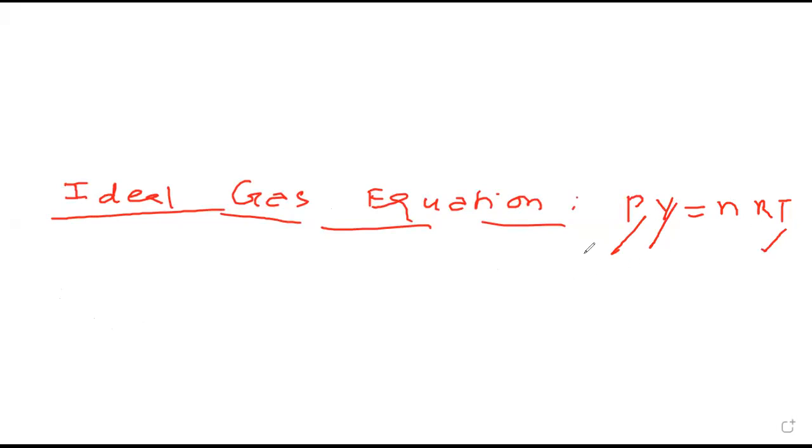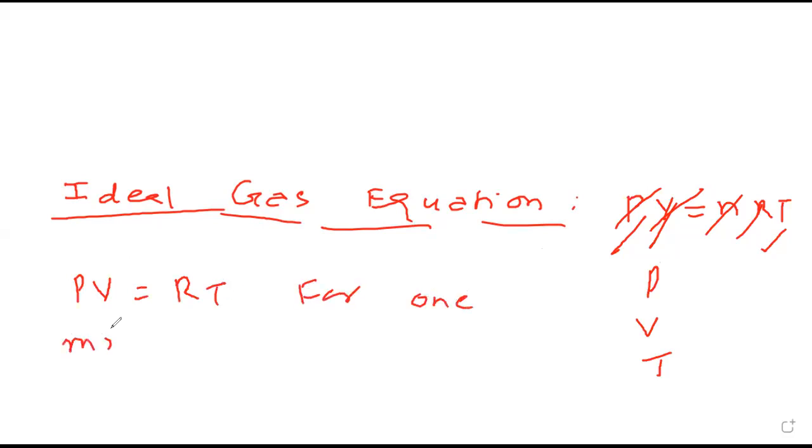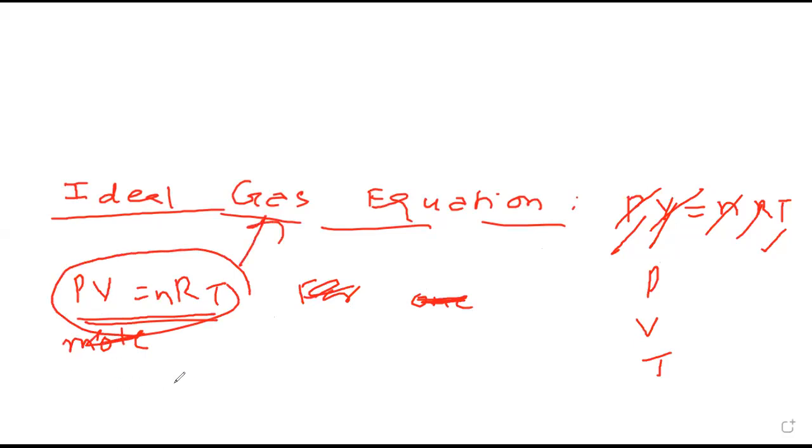So can I say the relation between three properties of gas, that is pressure, volume and temperature, is called ideal gas equation? It is given by PV equal to RT for 1 mole of gas. Correct now? I am talking about for 1 mole of gas. Or PV equals to nRT for n mole of gas. ये भी चलेगा. The derivation we'll do later. But this equation is called as ideal gas equation.